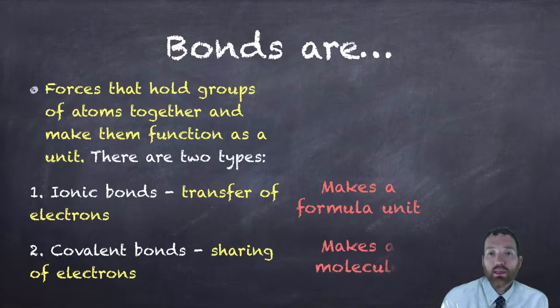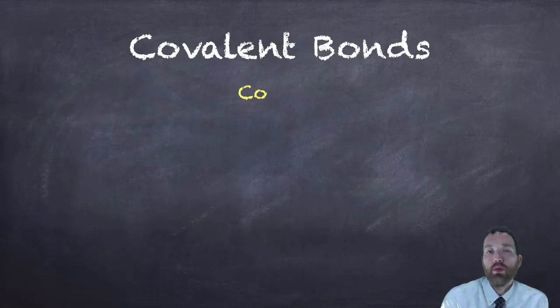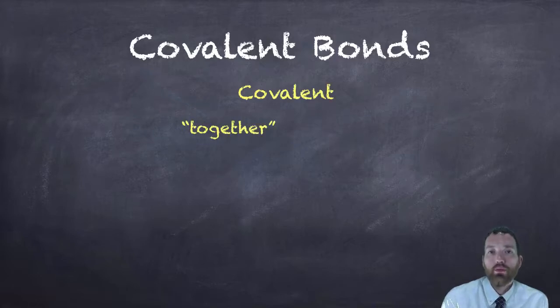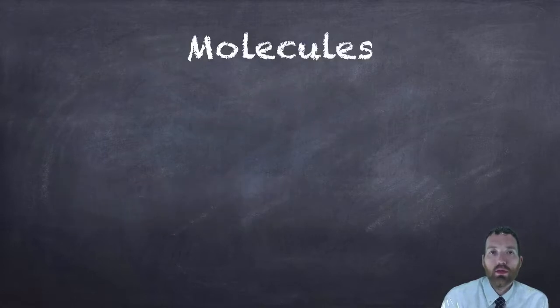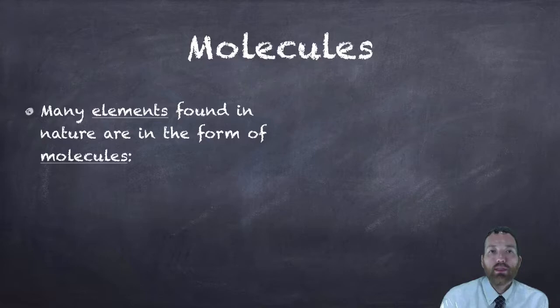A covalent bond makes a molecule. Now, you've probably heard that term before, a molecule, but in chemistry, we only refer to something as a molecule if it's a nonmetal sharing an electron with another nonmetal to bond them together. So if we break this word covalent down, the prefix co means together, and valent comes from the Latin word valere, which means strong. So two electrons shared together have the strength to hold two atoms together in a bond. So together, they're strong.